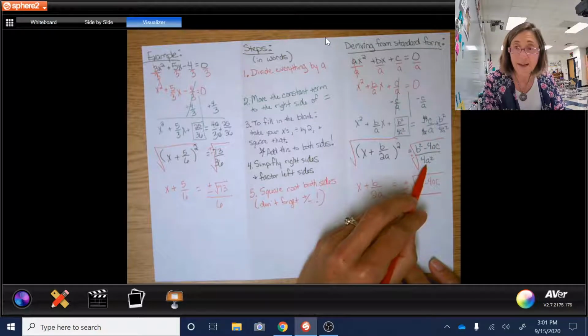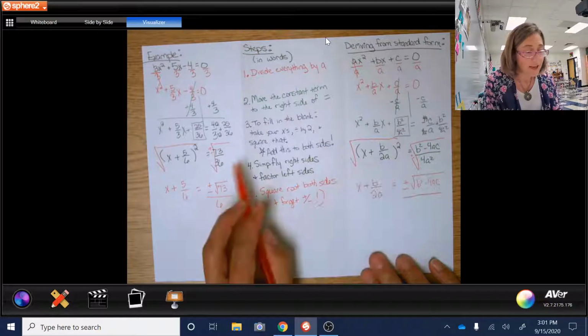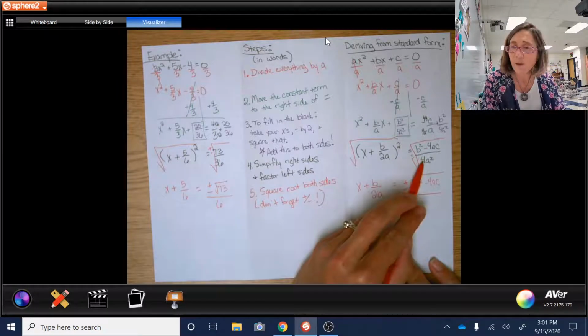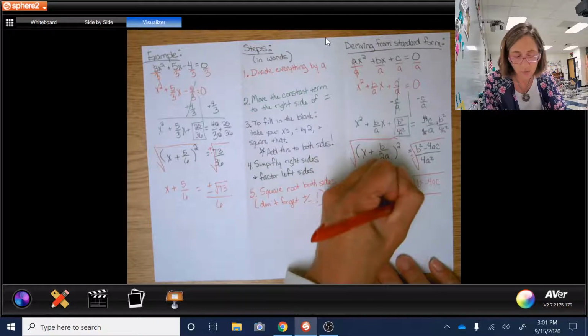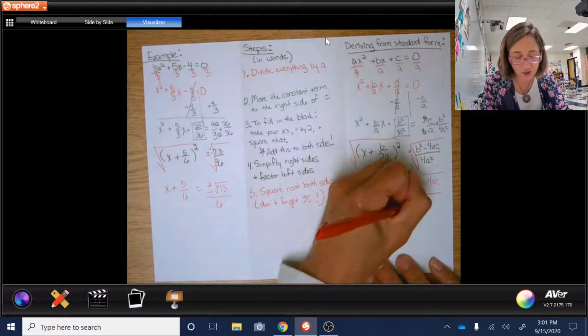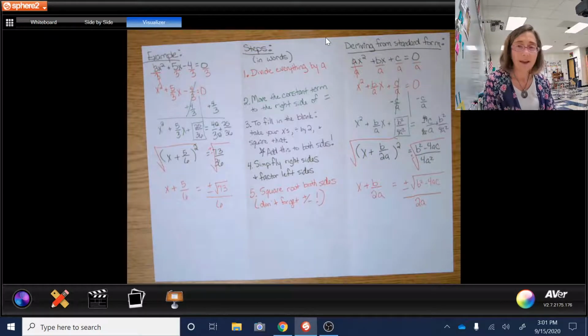But the denominator is square rootable. Just like the 36 over here, I could square root the 36. Well, what's the square root of 4? Well, that's 2. And what's the square root of a squared? Well, that would be just a. Okay, so those are looking better.